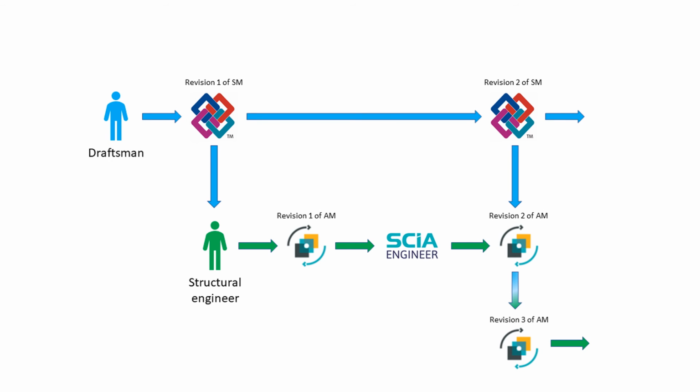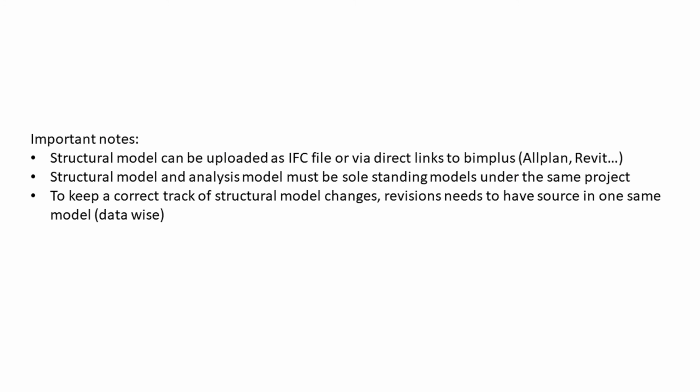In this video, I've shown you how to use a very great workflow we have in AutoConverter, and it is to update the analysis model from changes in the structural model. A few remarks at the end. Next to the IFC file, you can also use the direct link to upload the model to BIM Plus and therefore to AutoConverter. Allplan and Revit have it. Then the structural model and the analysis model need to be kept as two standalone models under one project to make this workflow work. And last but not least, the revisions of the structural model need to come from the same original source structural model.